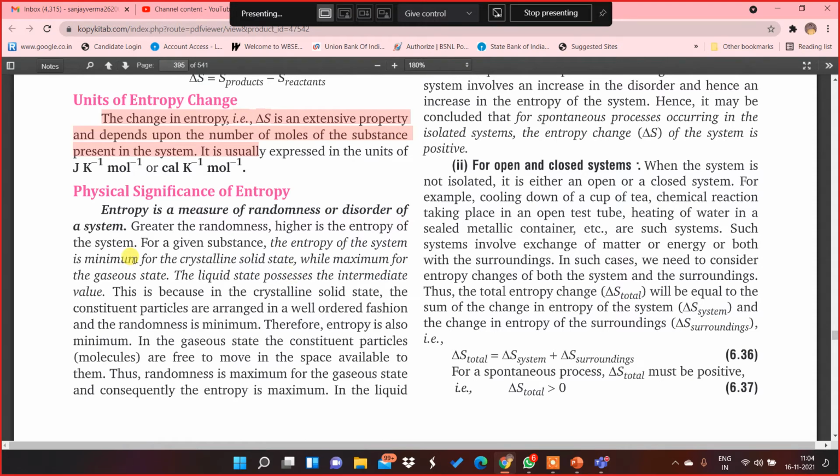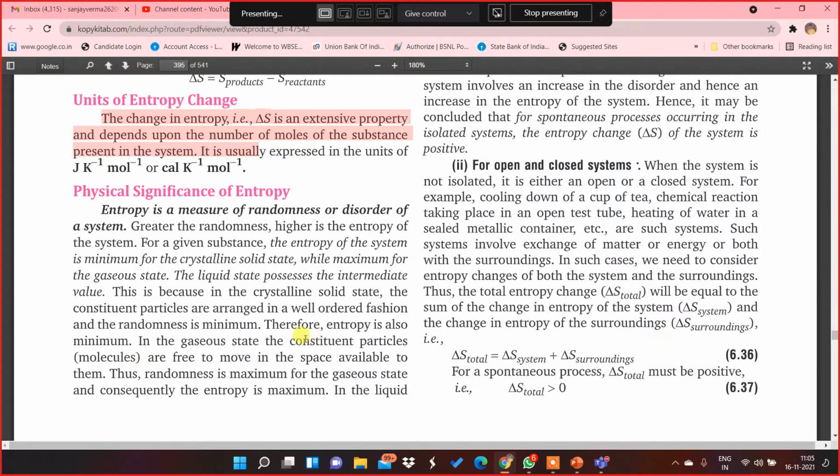So, with the knowledge about the entropy of a system, it is possible to find out the state of the system. If we have knowledge about the value of the entropy of the system, then we can estimate whether that substance is in the solid state, or the liquid state, or the gaseous state from the value of the entropy.